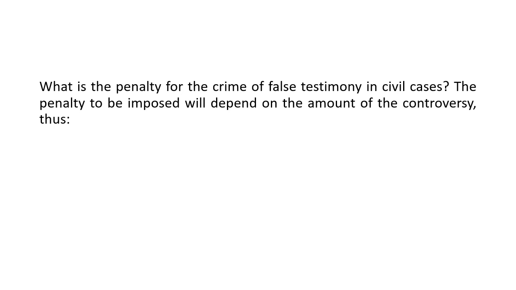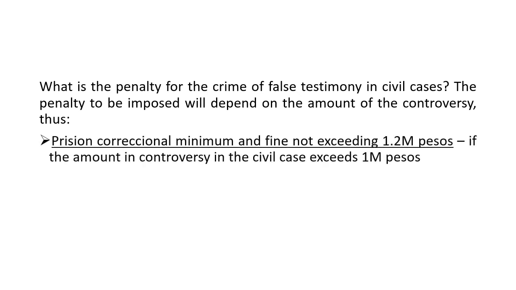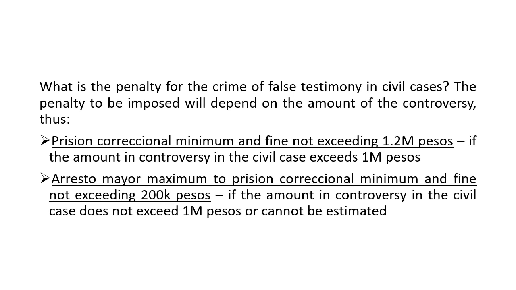Now, what is the penalty for the crime of false testimony in a civil case? The penalty to be imposed will depend on the amount of the controversy. Thus, the penalty shall be prision correccional minimum and fine not exceeding 1.2 million pesos if the amount in controversy in the civil case exceeds 1 million pesos. Or, the penalty shall be arresto mayor maximum to prision correccional minimum and fine not exceeding 200,000 pesos if the amount in controversy in that civil case does not exceed 1 million pesos or cannot be estimated.